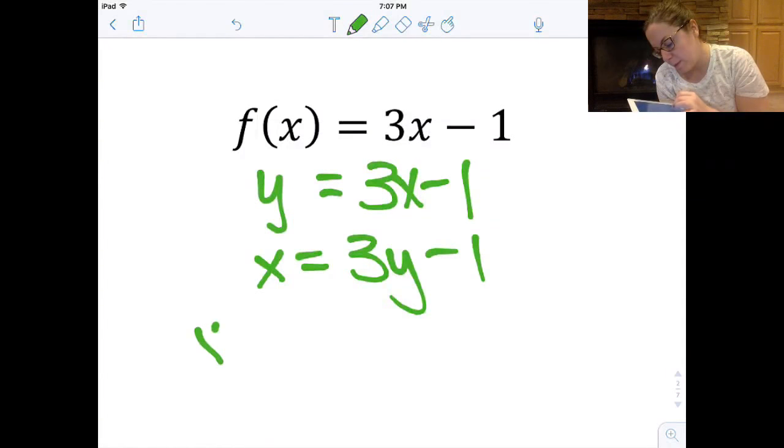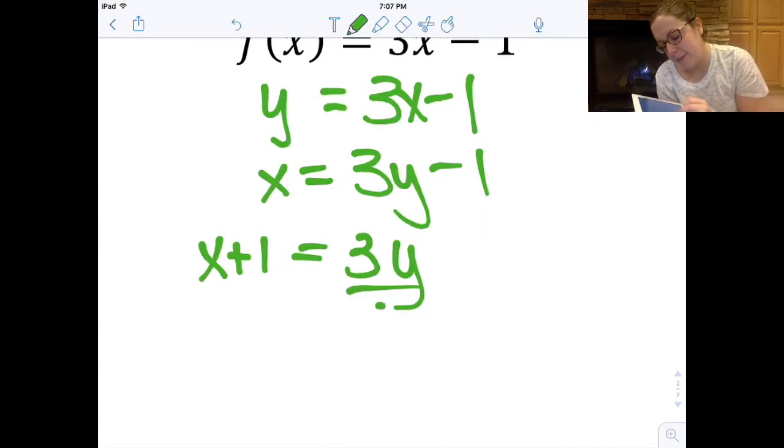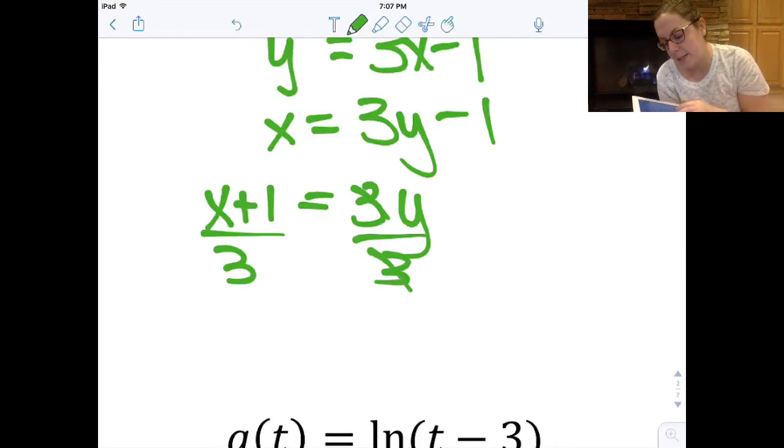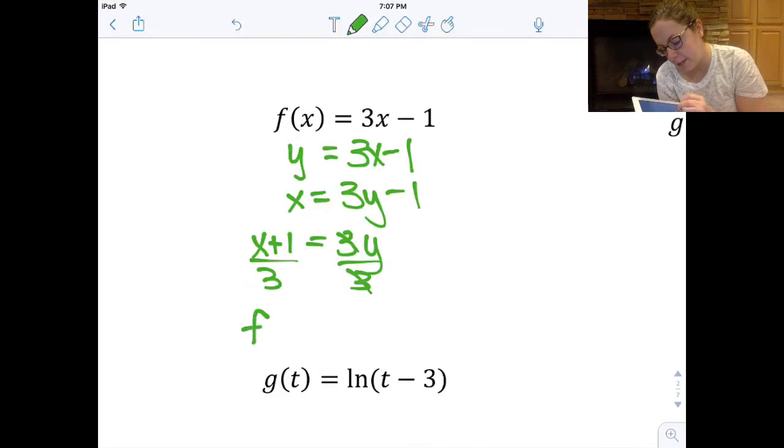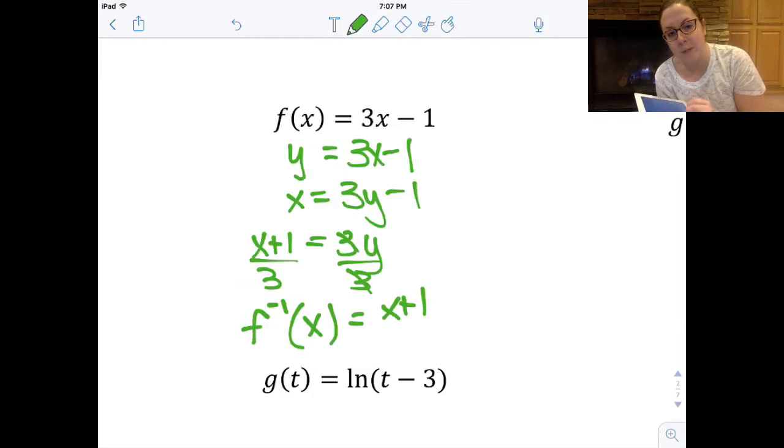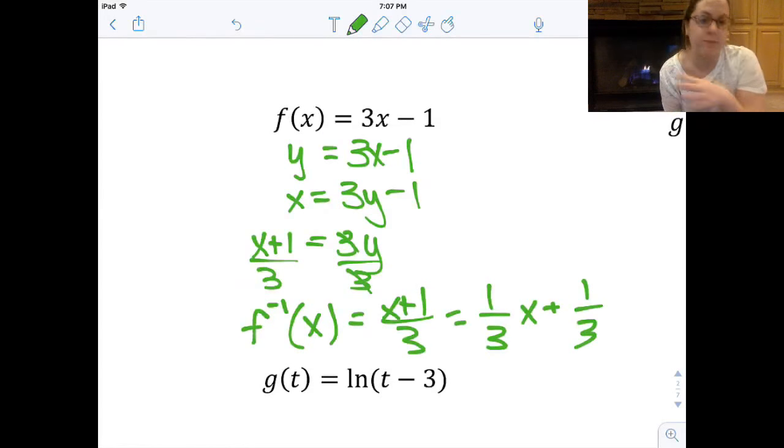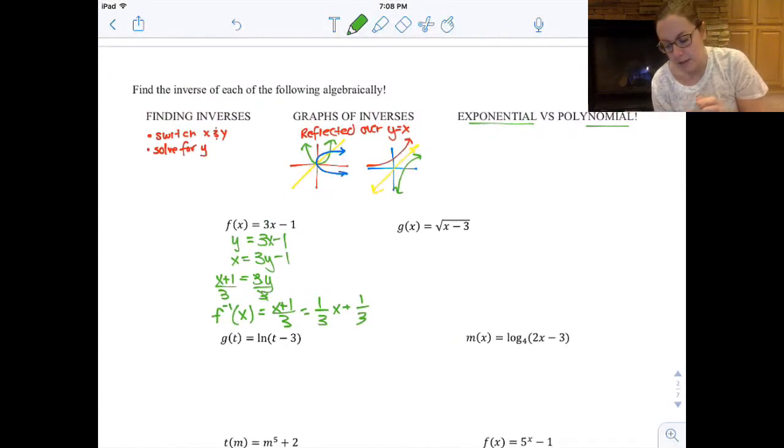Now, instead of writing y equals here, because I started with f, I'm going to do f inverse equals, and you could leave it as x plus 1 over 3, or you could make it 1/3 x plus 1/3. Those are equivalent, right? Leaving it as all over 3 or dividing each part by 3. Let's try this one for g of x. Again, g of x is the same as y, so I'm just rewriting this. And now I'm going to flip my x and y.